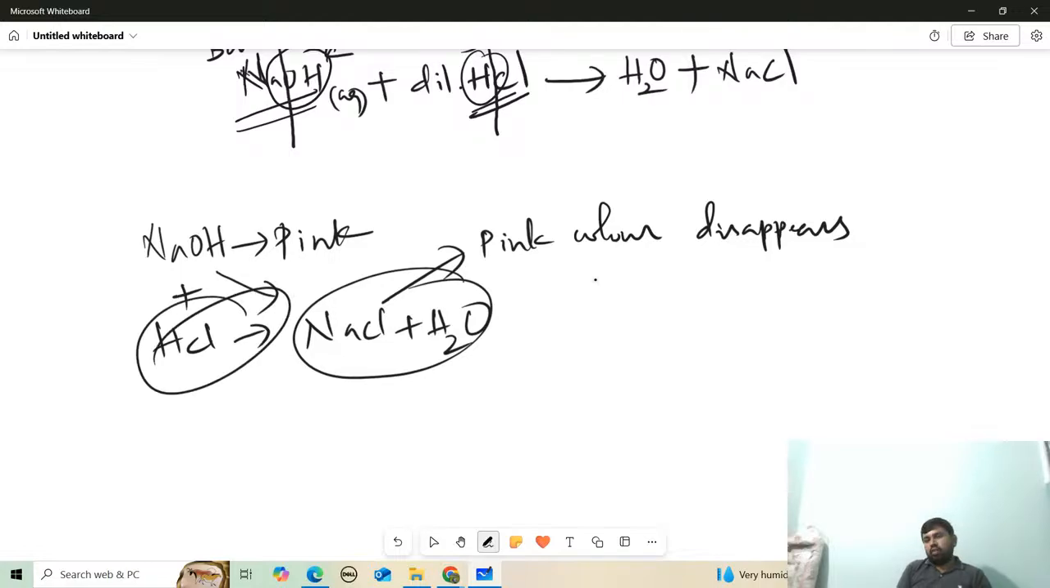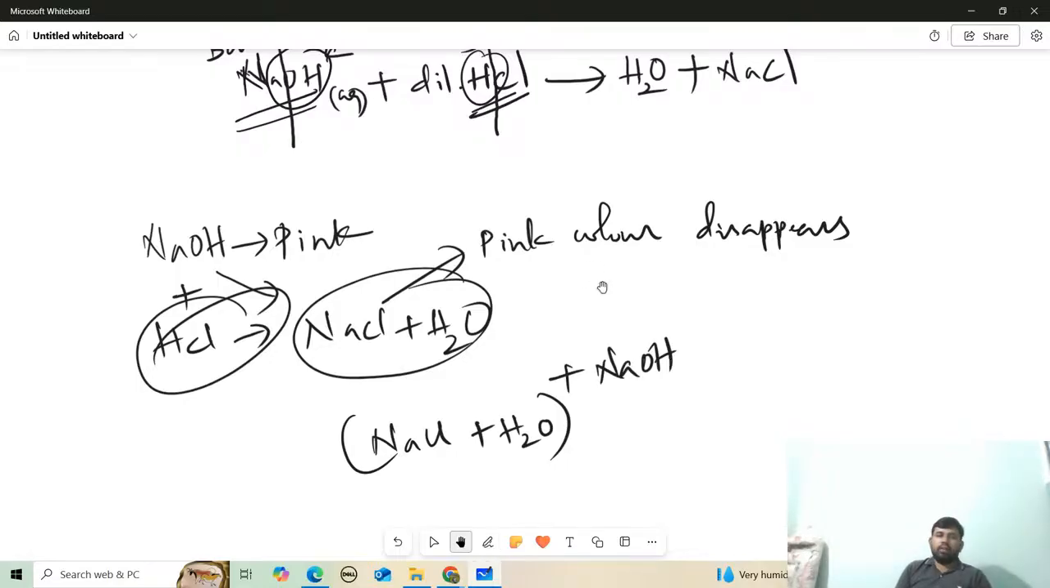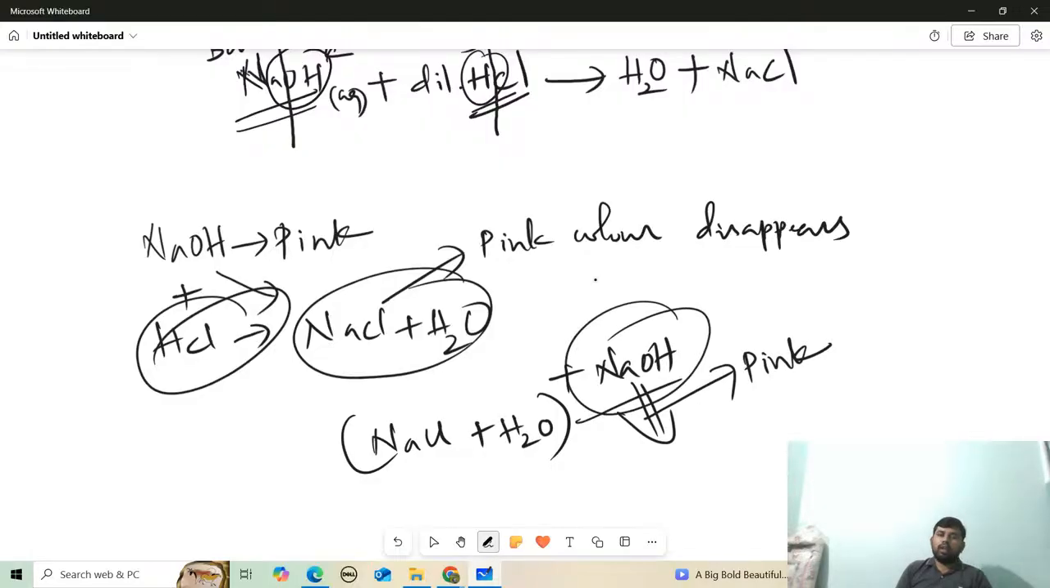Now we have a mixture. What mixture do we have? NaCl plus H2O. Suppose now we add NaOH. NaOH will be more, and again it turns into pink color because we added NaOH and the basic nature increases. In basic nature the color will be pink. Try to understand here.